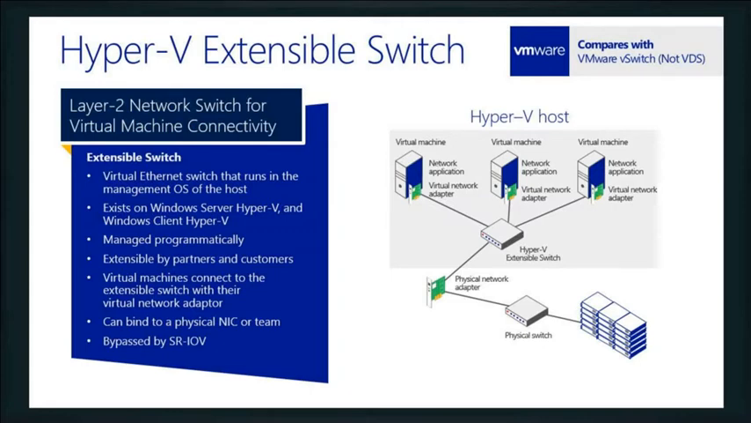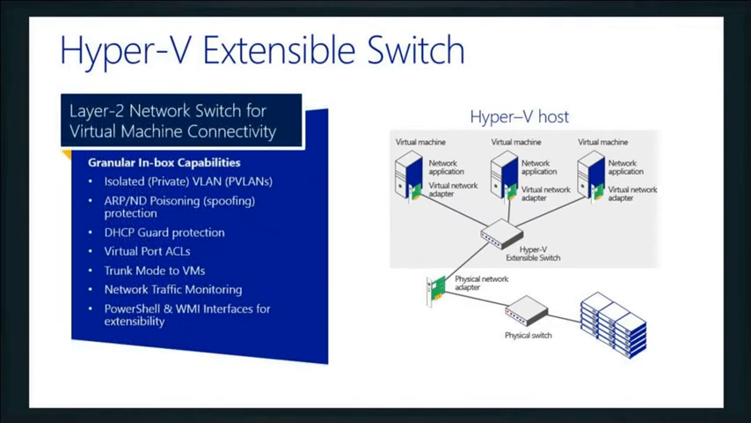But what makes us different here is how we can do the same kind of stuff. We bind to a physical NIC or a team. We can bypass it if we're using SR-IOV. We can do the same kind of things that VMware does, but we approach it in a very different way. We give it the ability to make a lot of settings, and I'll show you where some of these are, such as DHCP guard protection. If you're not familiar with DHCP guard protection, it's designed to help protect against man-in-the-middle types of attacks. If somebody has a rogue DHCP server sitting around intercepting requests, this prevents that. We can do network traffic monitoring. We can use PowerShell and WMI interfaces to do all kinds of things inside the switch.